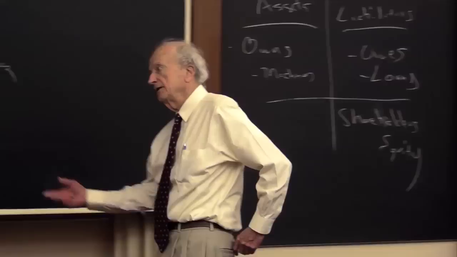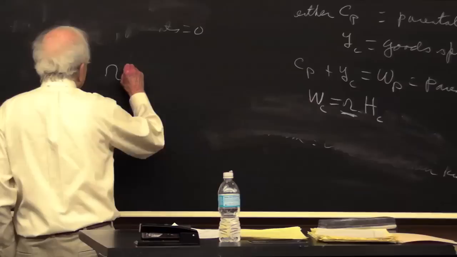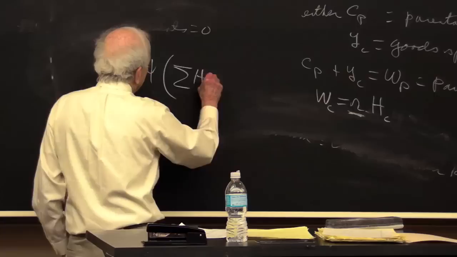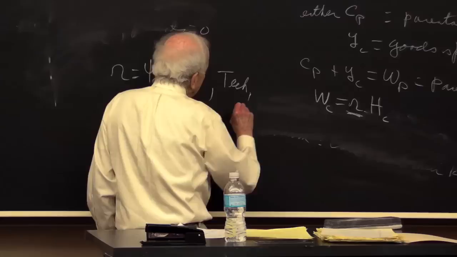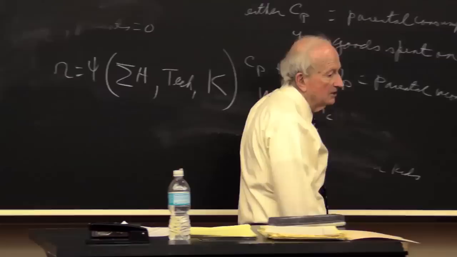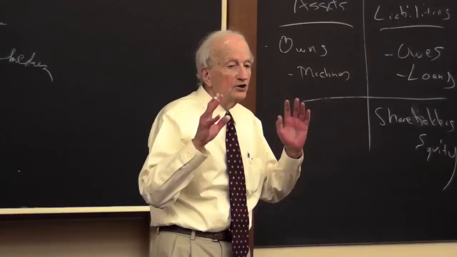And what is R determined by? Well, R is going to be determined by the sum of all the human capitals, the sum of all the H's, level of technology, and if we had physical capital, the physical capital in society, maybe other variables, right? So R in general will not be constant for the economy. For any individual household, we can assume R is constant.